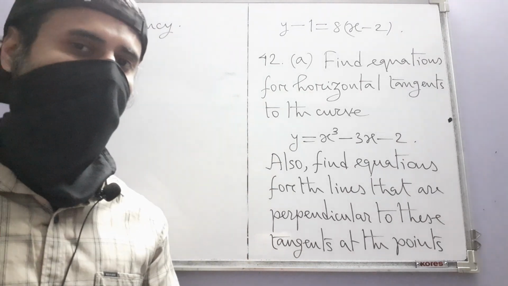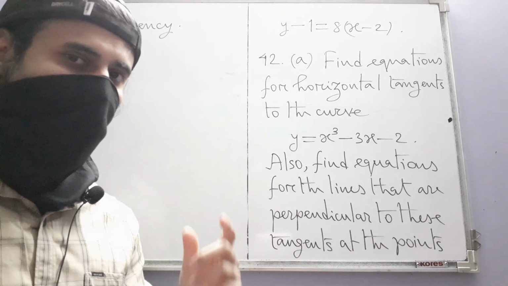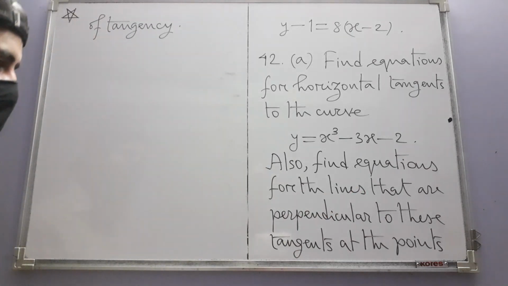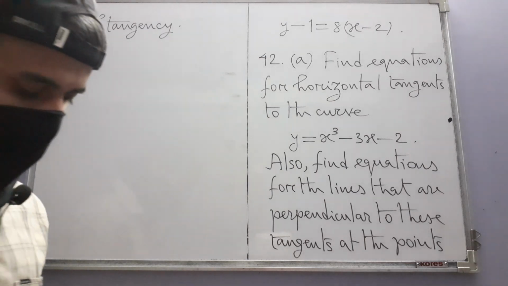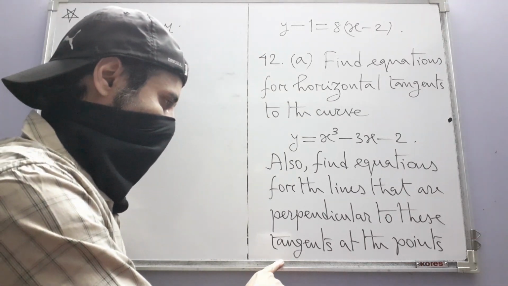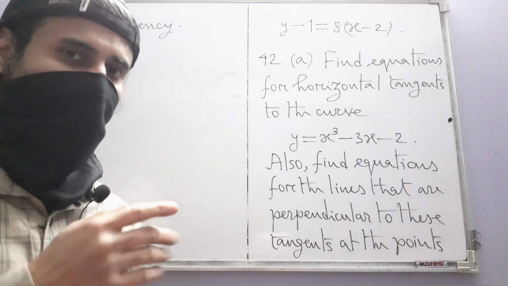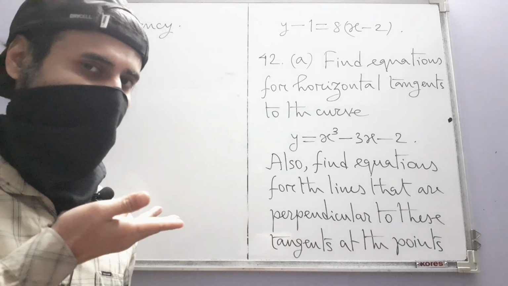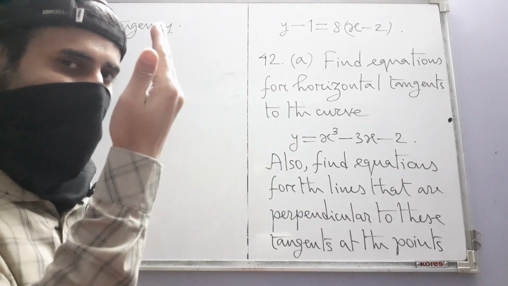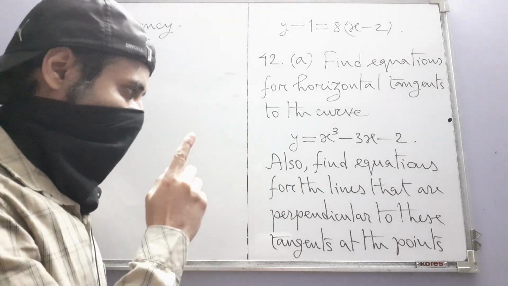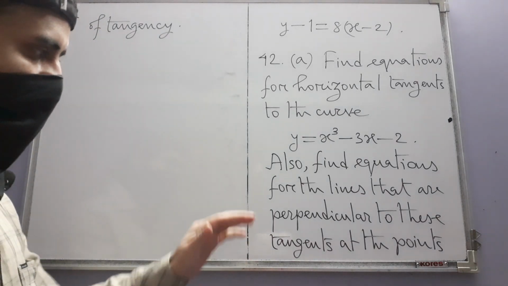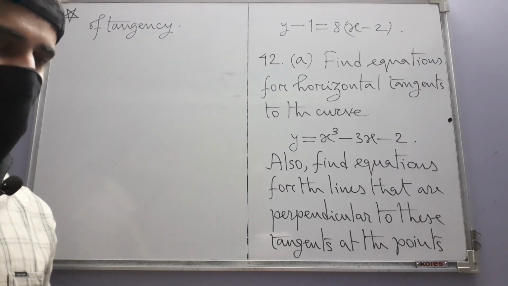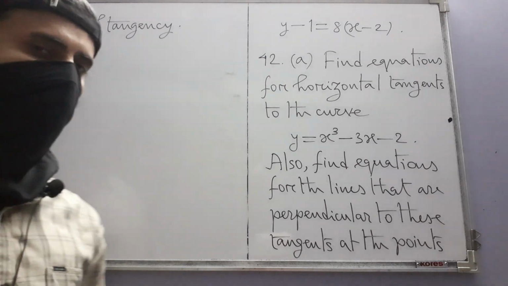So then you find the equations of those tangents. You know the points now, and slope will be 0 because horizontal tangent. And then you have to also find the vertical lines through those points, I mean perpendicular lines, because the tangents are horizontal, the perpendicular lines will be vertical. The equations of the perpendicular lines to these tangents at the points of tangency. So this one is also similar. So I am leaving this to you.